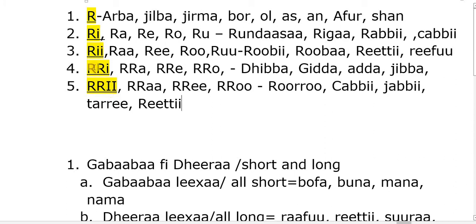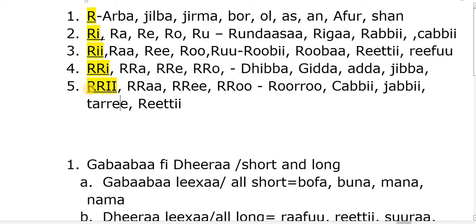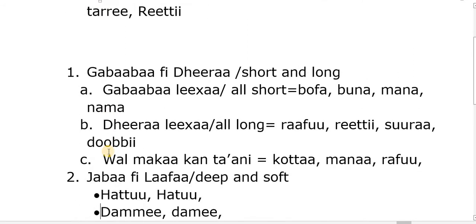Just be aware that long or short is only the time we spend on the sound, how long we stay saying it. And the repetition of the consonant is because of the depth or the strength of the sound we say. Chabbi, jabbi, and so on. We're going to see more examples down there. So, 5 basic sounds in Oromo. Based on this, we have these rules, which we have covered also before.